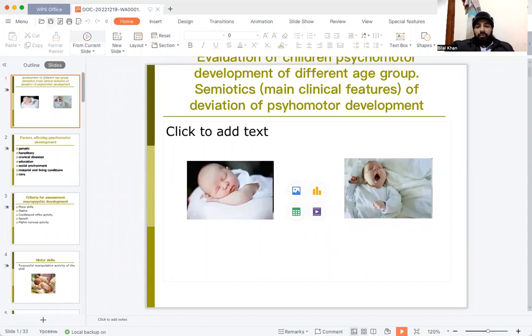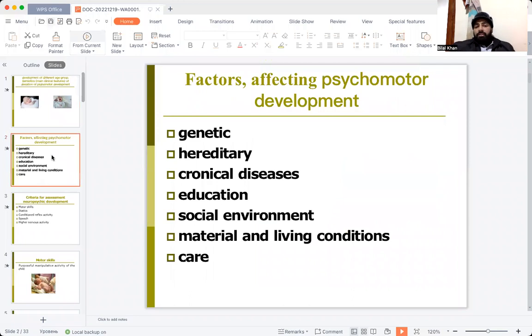Today, our topic is evaluation of the children's psychomotor development of different age groups, and the main clinical features of psychomotor development. So we will add today the factors affecting psychomotor development: genetic, hereditary, chronic disease, education, social environment, and material and living conditions. The sixth one is care, which affects psychomotor development.